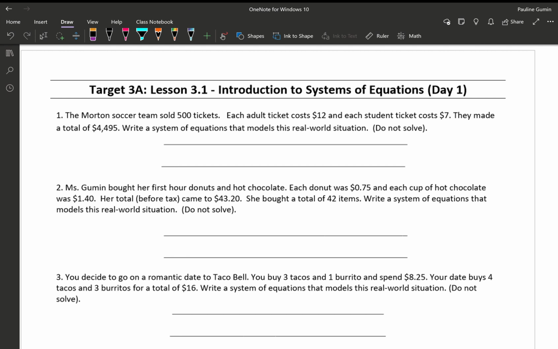Alright, let's keep in mind that all of these problems exist in the world of our imagination, because some of these prices don't make sense. And that's because we're using our imagination.